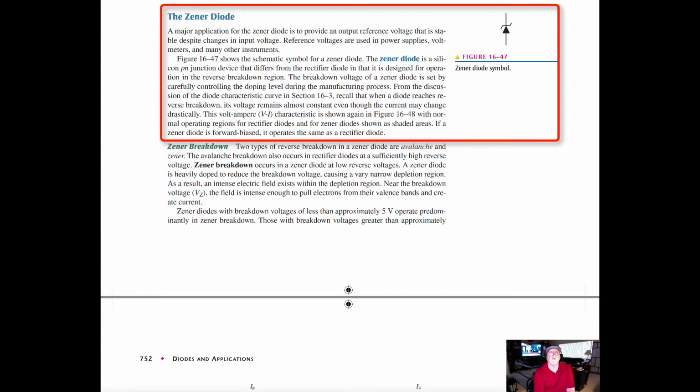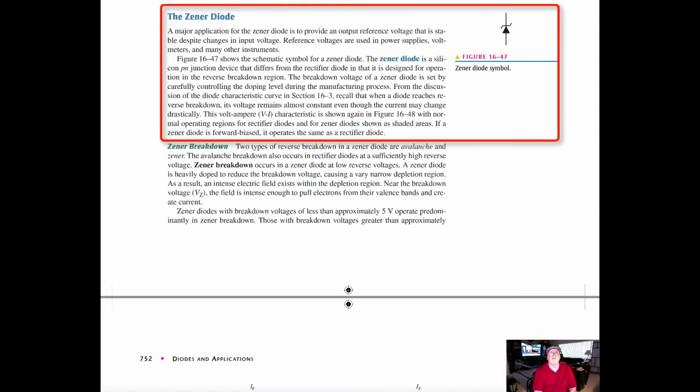The Zener diode is a silicon p-n junction device that differs from the rectifier diode in that it is designed for operation in the reverse breakdown region. The breakdown voltage of a Zener diode is set by carefully controlling the doping level during the manufacturing process.